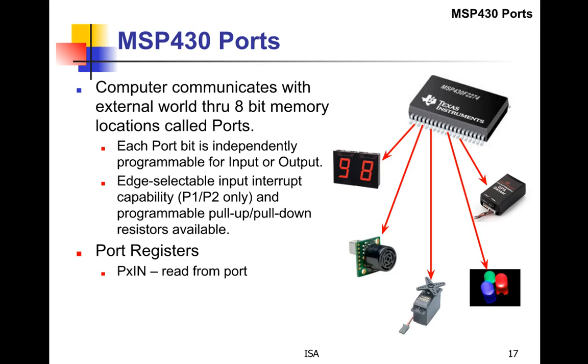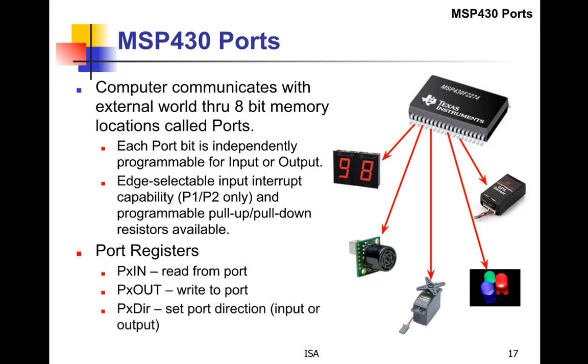Port registers, they call them P, and then there's usually a number and an in. That's read from a port. P1 in would read from port 1, that you could read input. P1 out would mean write an output to that port. And there's this thing called P, and then you have the port number, and dir, that sets the data direction, whether it's input or output. 0 is usually input, 1 is usually output. Normally it defaults to input, I think.